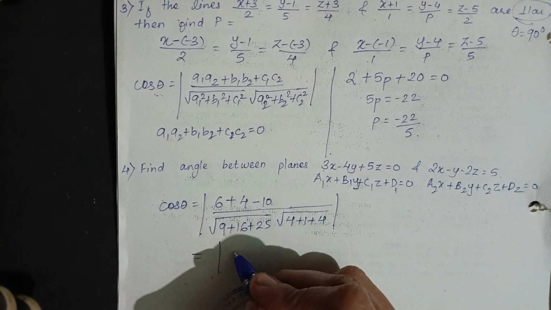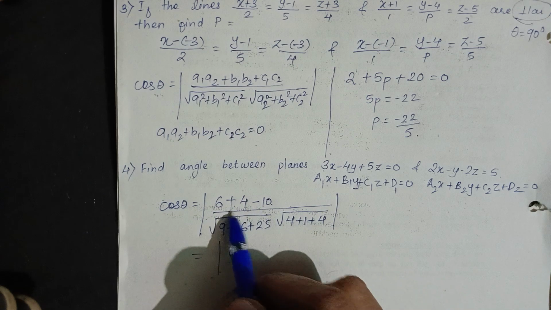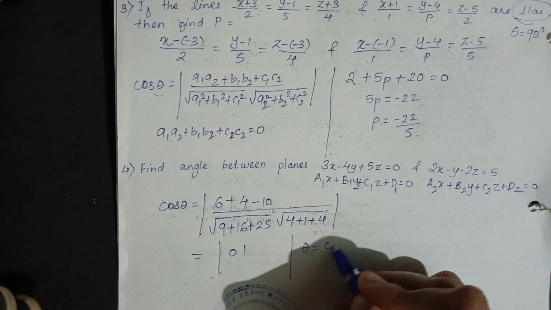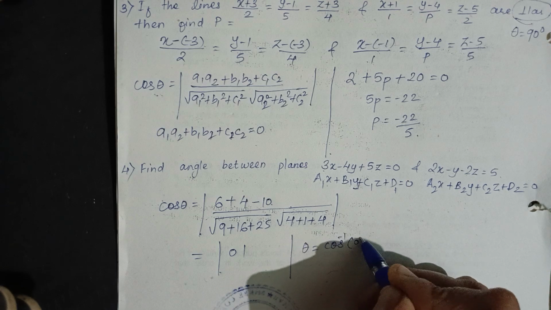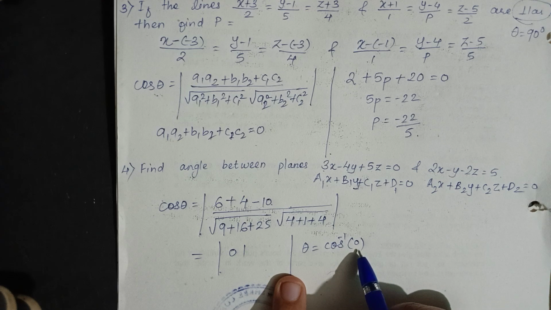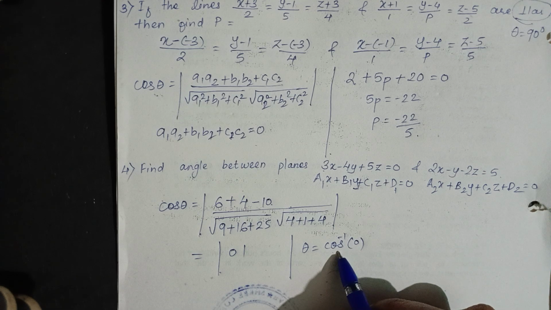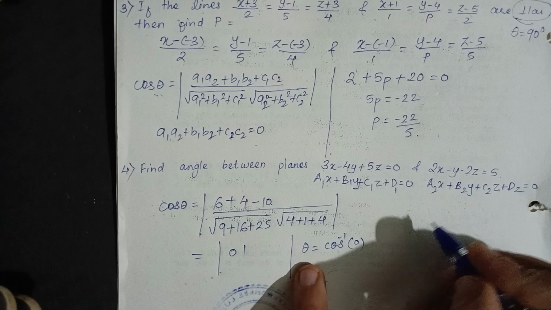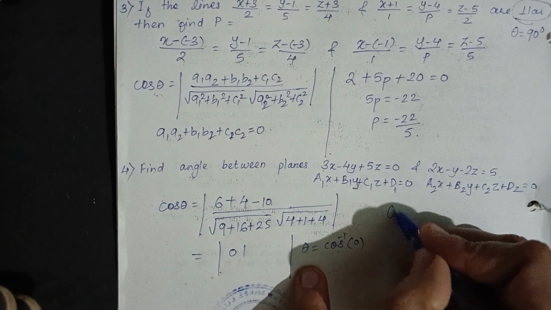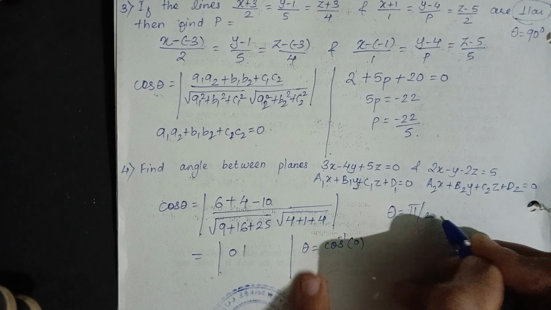It comes to be 0. 10 minus 10, so cos theta is 0. So theta is cos inverse of 0. The angle of which the cos is 0 is 90 degree, right? So theta is pi by 2.